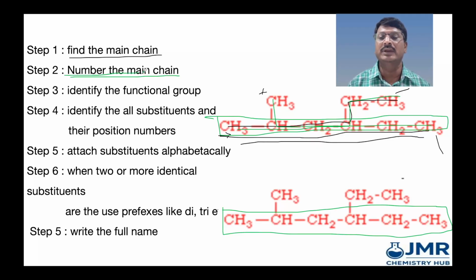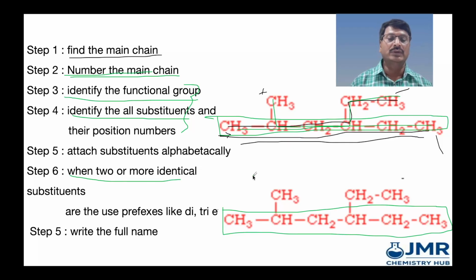The numbering will be given according to the substituents and functional groups. Next you have to identify what functional groups are there on the main chain. So there are no functional groups, only substituents. The second step is to identify the functional groups and the substituents, and after that you have to give the numbering.